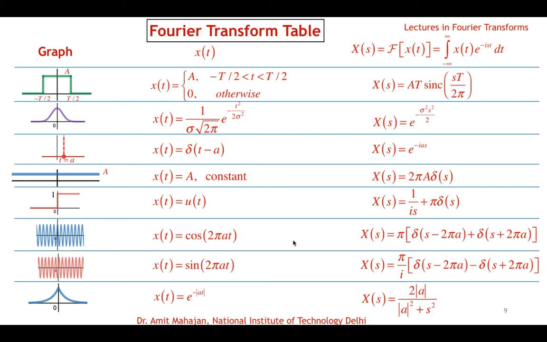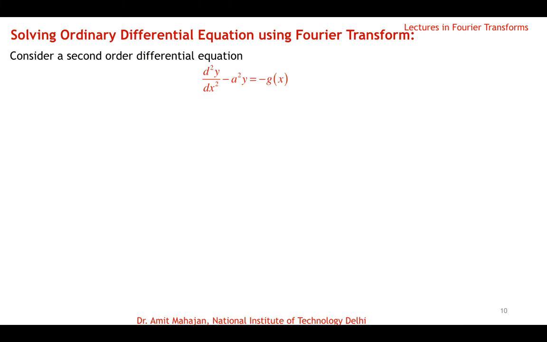Now, as an application of Fourier transform, a major role is to solve differential equations, either ordinary or partial. So I'm giving you two examples here, one to solve an ordinary differential equation and the other to solve a partial differential equation. So let us first take a second order differential equation: d2y by dx square minus a square y is equal to minus some function of x, g(x).